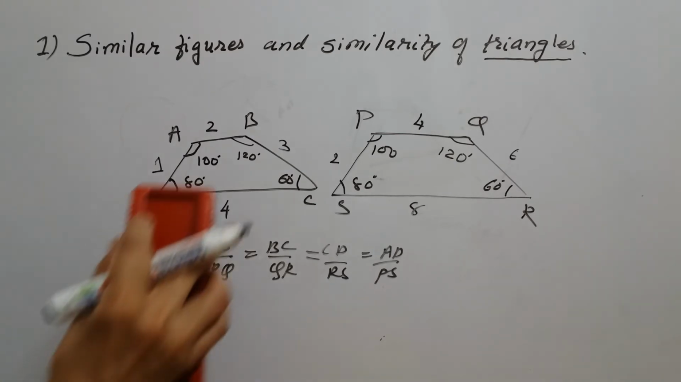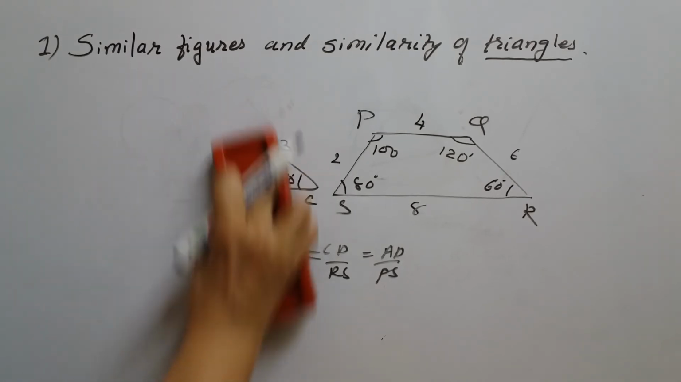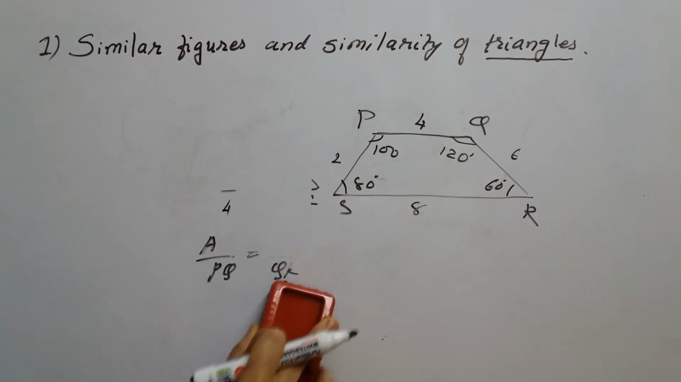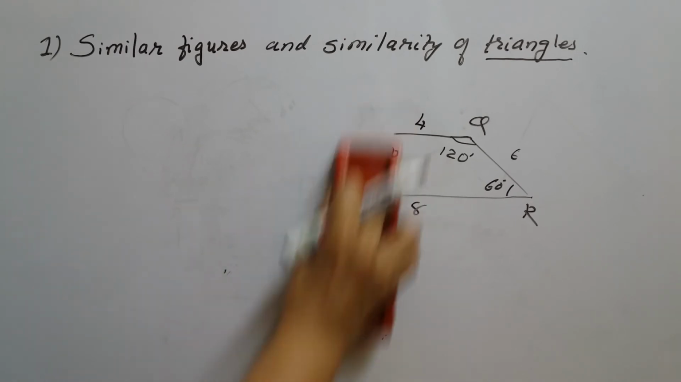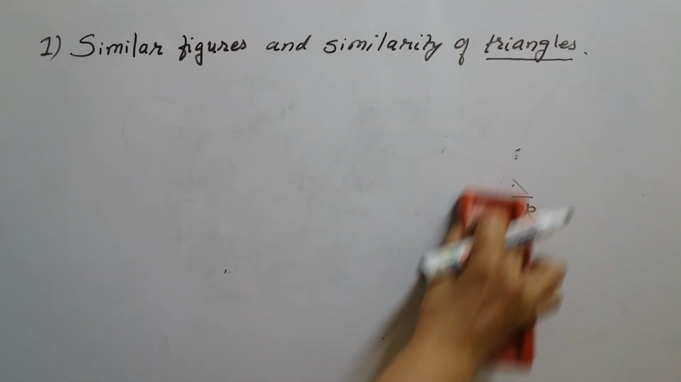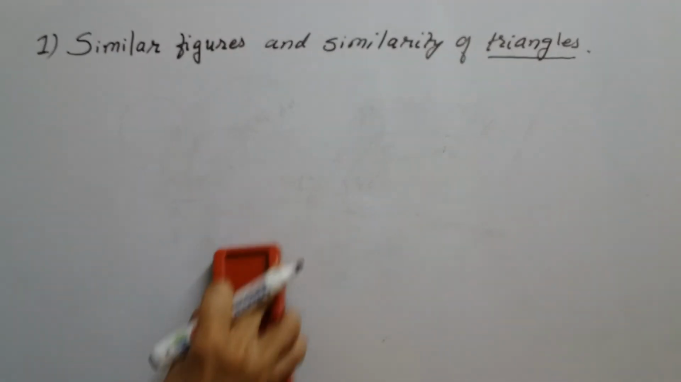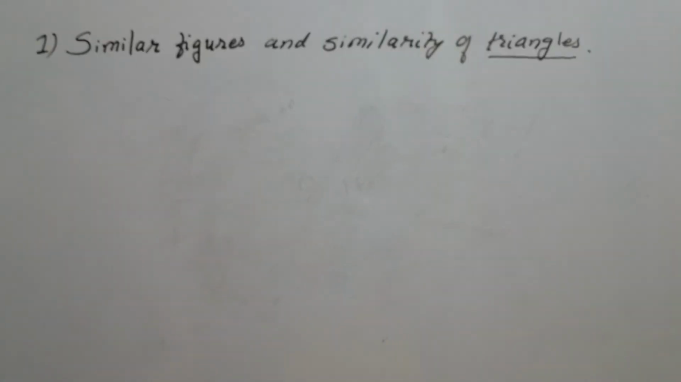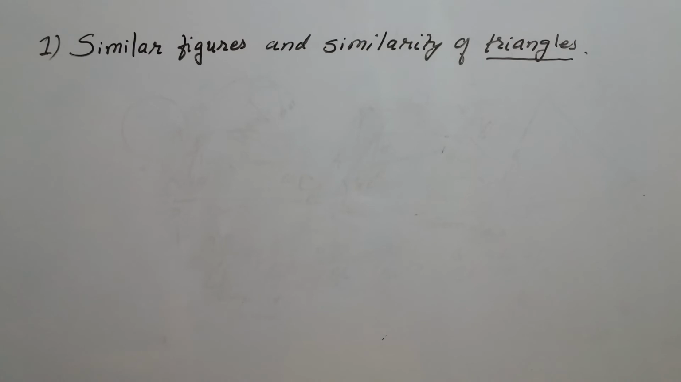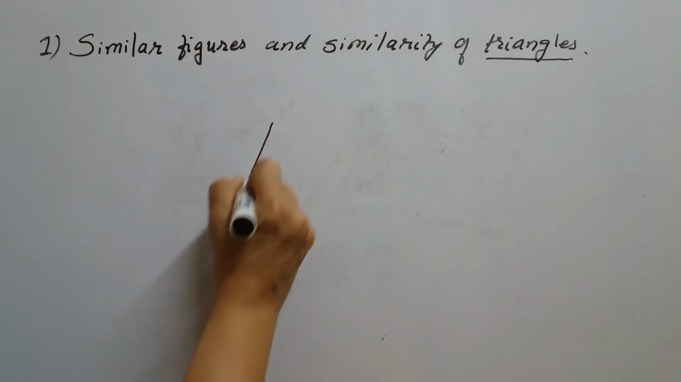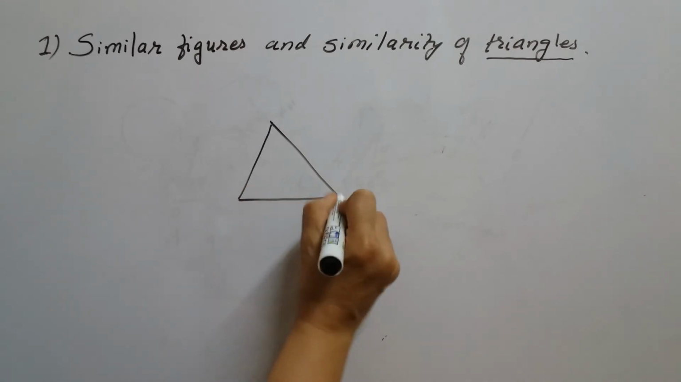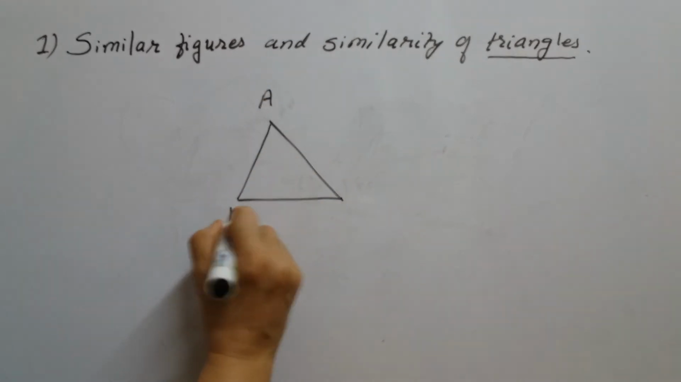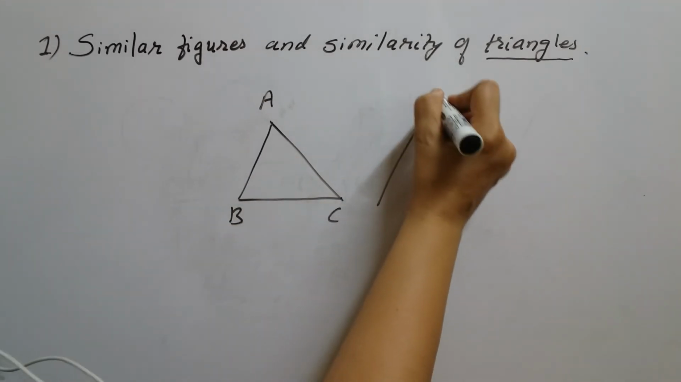Now we are coming to similarity of triangles. So what did we observe? When you are observing similar figures, their shape has to be the same and the size has to vary in proportion. Okay. Now coming to similarity of triangles. Consider two triangles. One triangle is ABC and the other triangle is PQR.